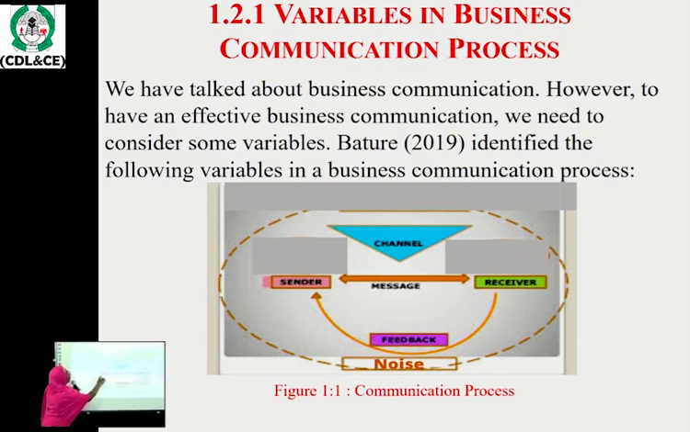You can see the sender, who is the source here, or the initiator of the message. Then, before the receiver, we see the message, which is the commodity itself. Before the message can reach the receiver, it has to pass through a medium called channel. Then, after the channel is the receiver. The receiver now has to respond based on the interpretation of the message sent to him by the source.